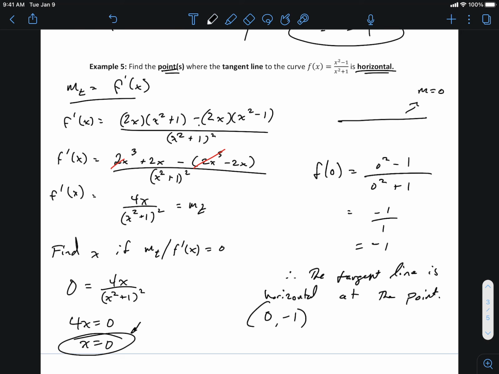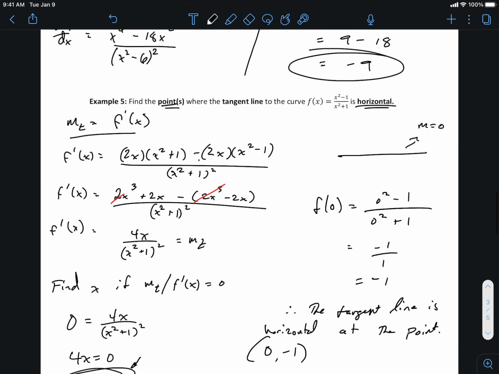Okay, that's it, guys. We can find where something is horizontal, right? And if I told you to find where the tangent line slope is, I don't know, negative 5, you could do the exact same work and solve for the x values that would be true. Okay, so that's that.